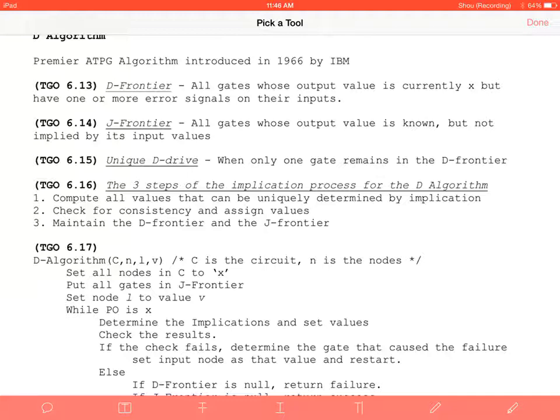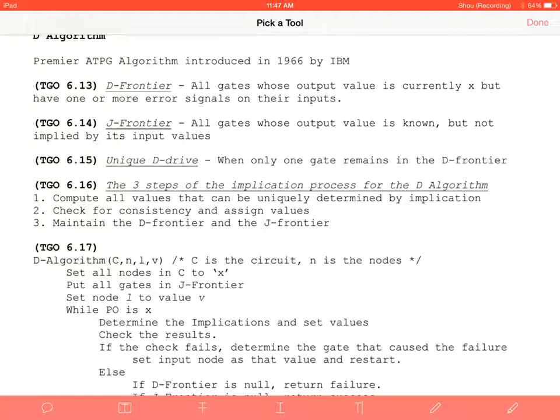So the 3 steps are for this implication process. We calculate all values that can be uniquely determined by the implication. We check for consistency. This is a very important part, and when we do the example, you'll see what I mean by this. Consistency means that 1 is going to be on the output based on this implication, but the implication propagates through fan out, and it's supposed to be 0 or D bar. That's a contradiction. And therefore, we have to backtrack.